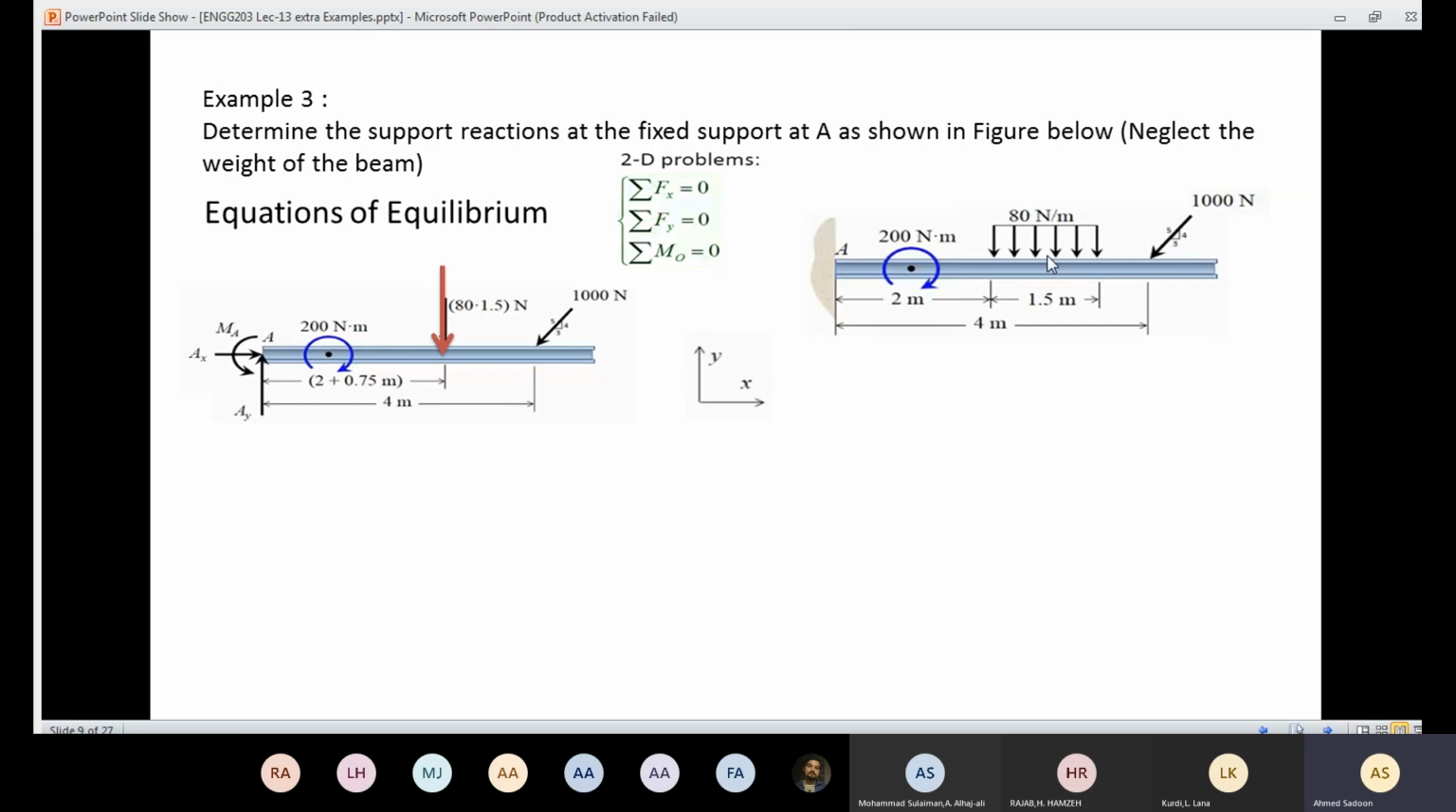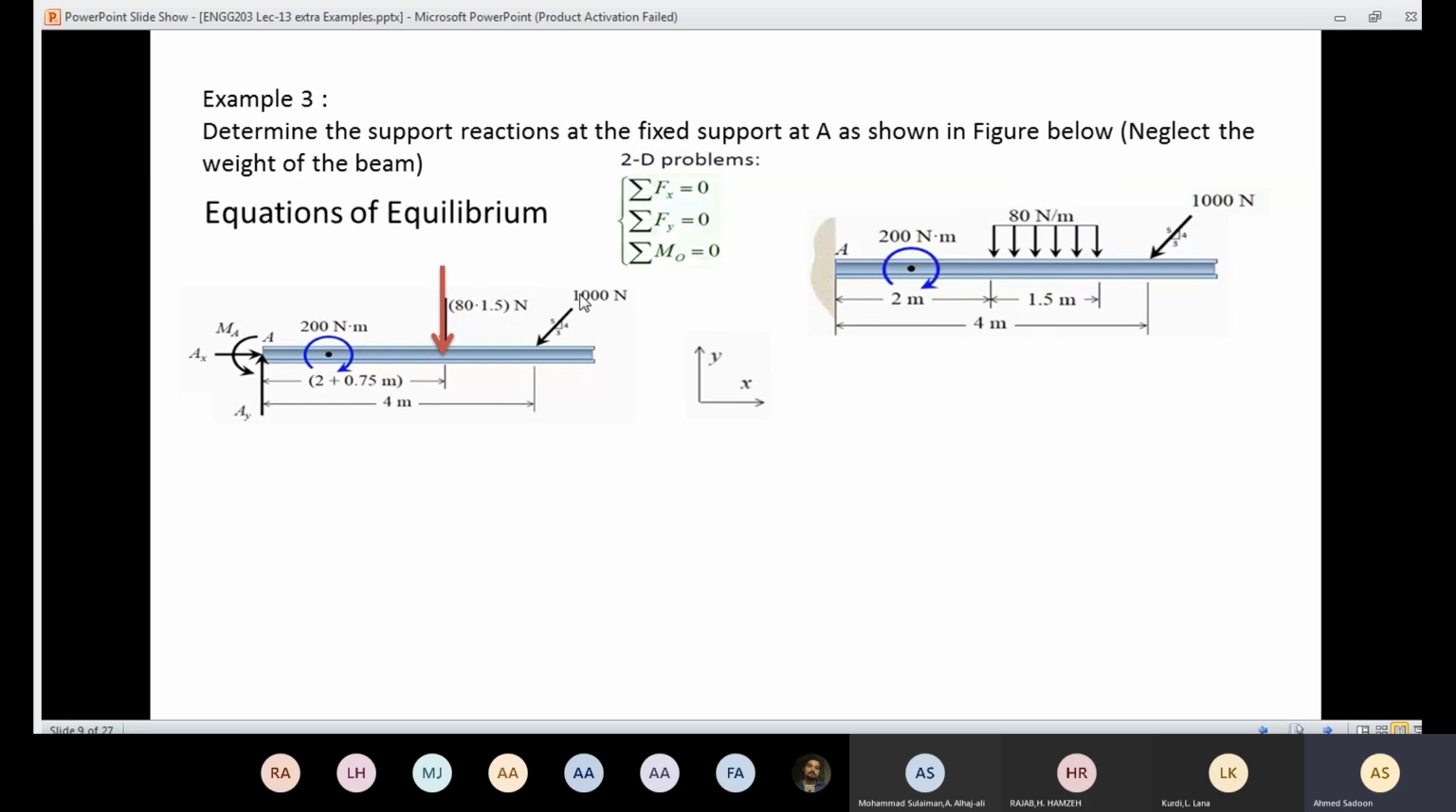So if you want to get the FR for that system here, I'm going to multiply the 8, which represents the height, by the base, which is 1.5. You are going to end up with 8 times 1.5, which is 12. And the location is going to be exactly at the middle of 1.5. So 1.5 over 2 is 0.75.